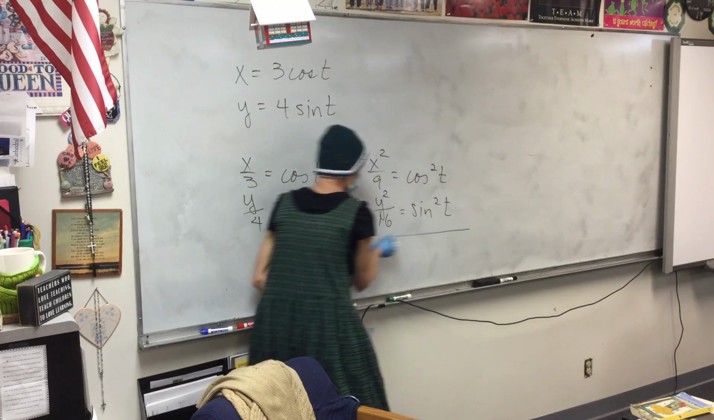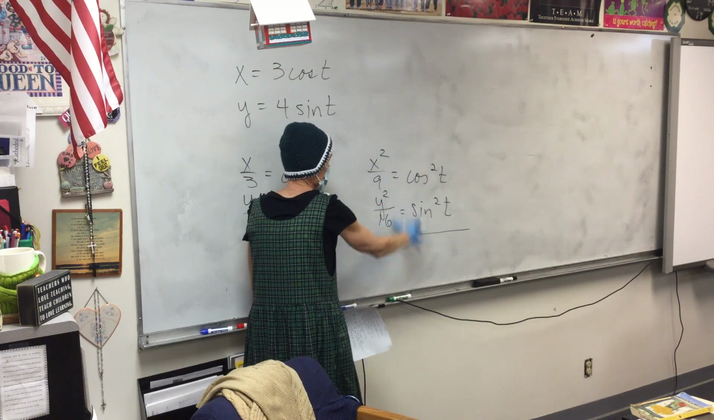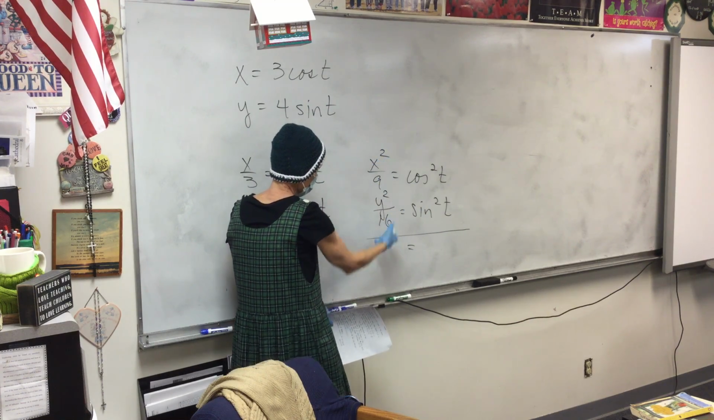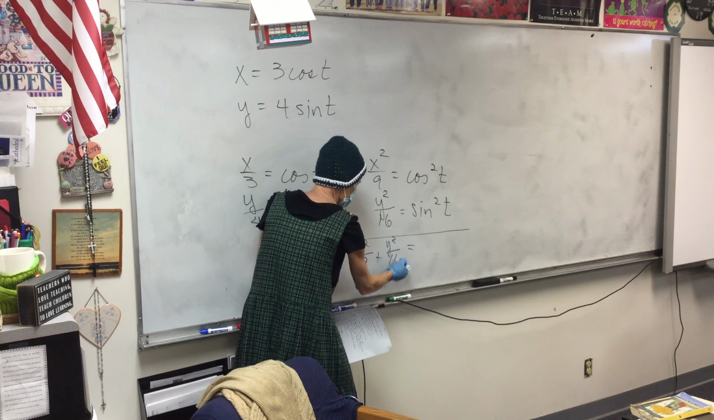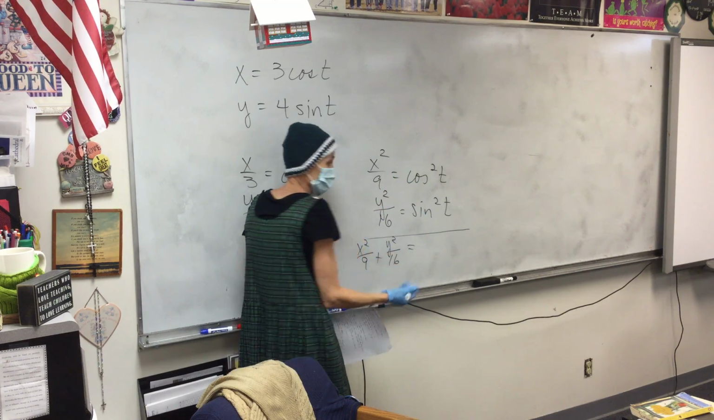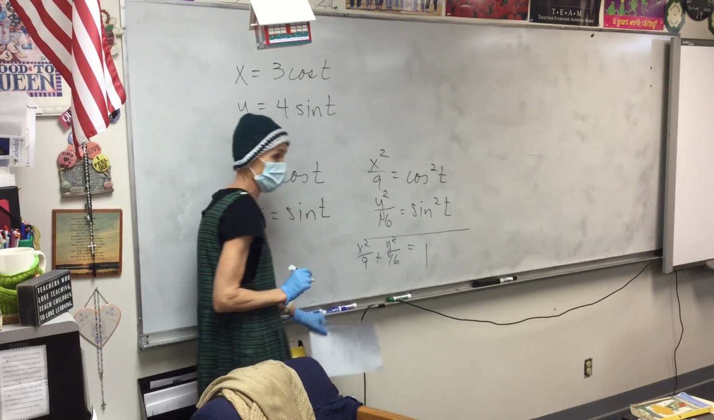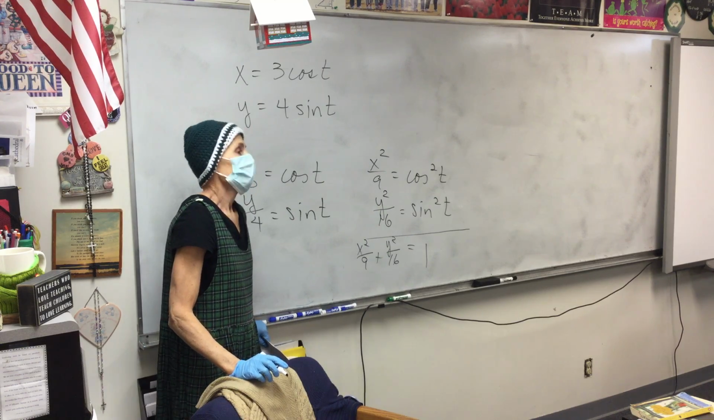Well, now, you don't just plug them into 1. Now you've got to do what? Add them up and down. Here's the equals. So everything on the left would be x squared over 9 plus y squared over 16. And everything on the right would just be 1. And there's your equation.